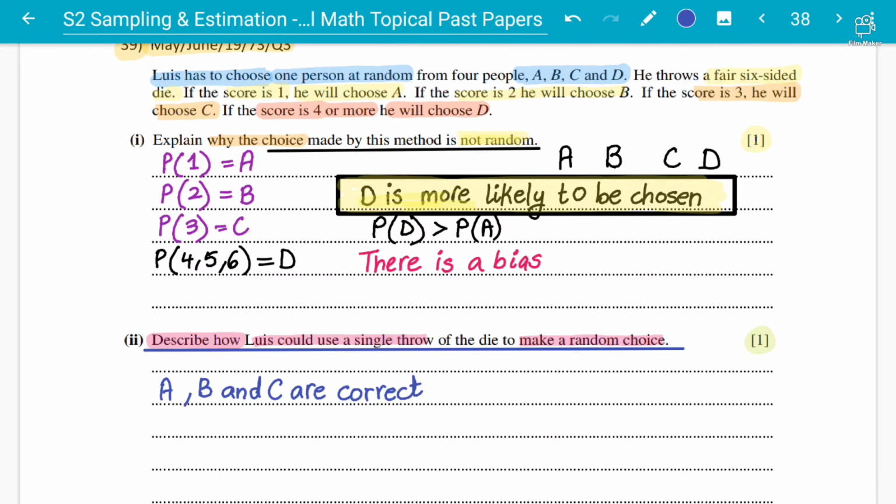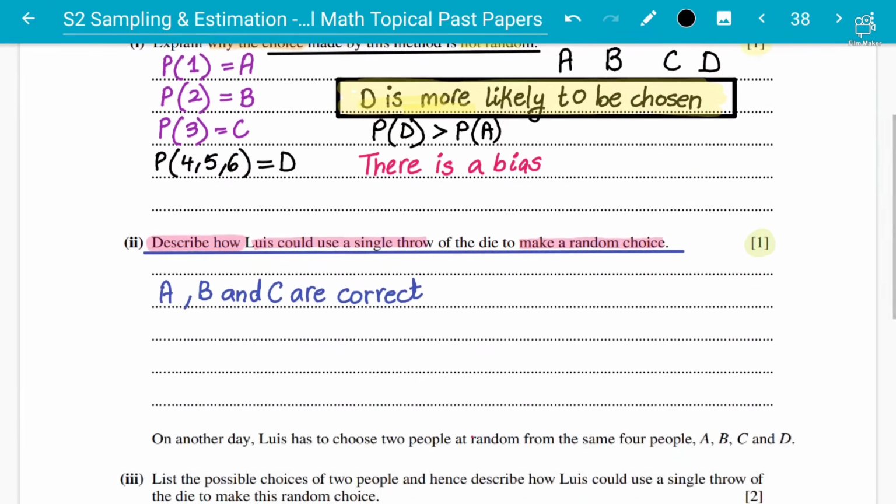Okay, so the first thing you can say is that you can reject the scores of 5 and 6. Students, we can reject the scores of 5 and 6. Hope everyone gets this, that we can reject the scores of 5 and 6, as well as we can choose only D when the score is 4.